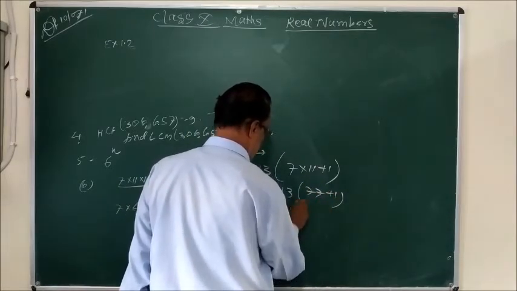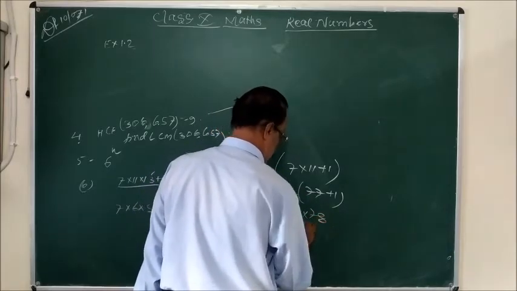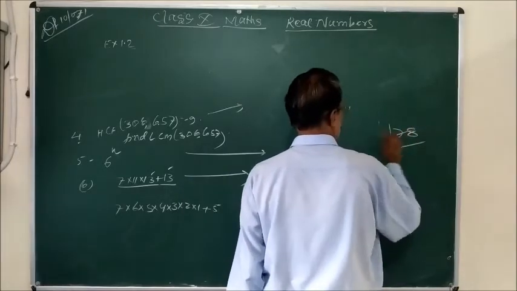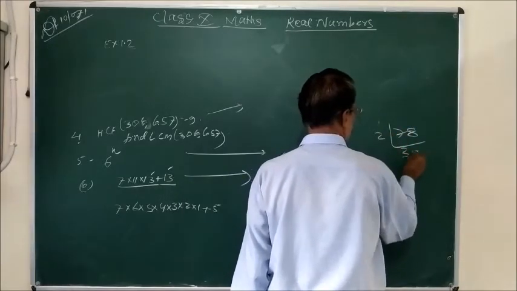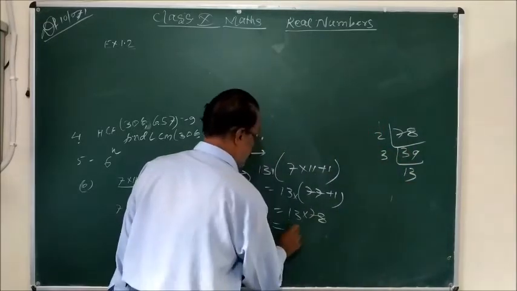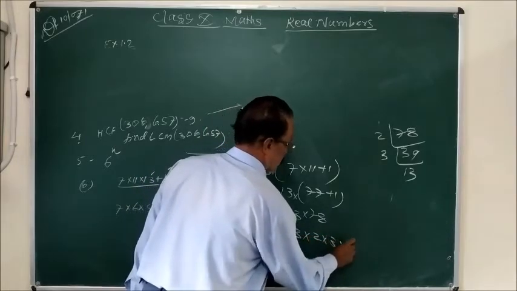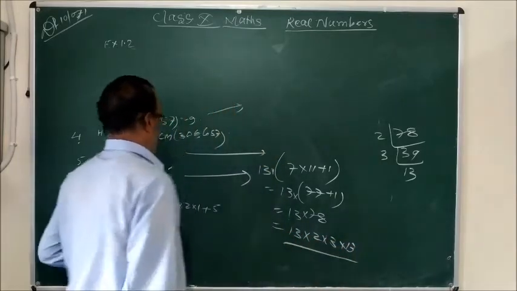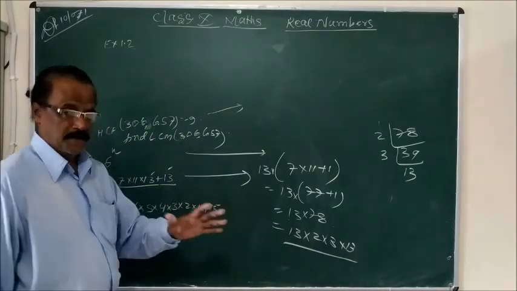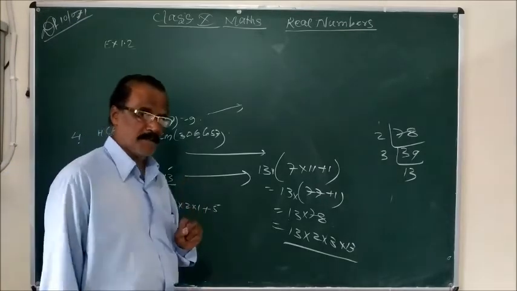You are getting 13 into 78. 13 is already a prime number; now find the prime factors of 78: 2 into 39, 3 into 13. So the number given in the question can be written like this: 2 into 3 into 13. What do you see? We see the number given in the question can be written as a product of primes, and therefore this is a composite number.